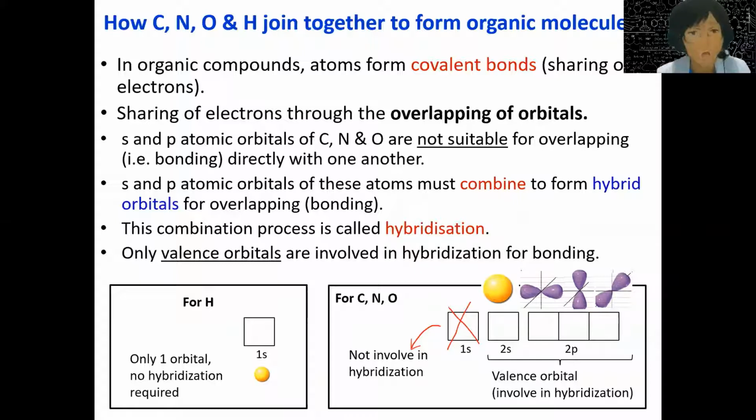Only the valence orbitals are involved in the hybridization for bonding. Okay, so for hydrogen, because there's only one orbital, there's no hybridization required. For carbon, nitrogen, and oxygen, the electrons in the 1s orbitals are not valence electrons, so they are not involved in hybridization. However, the valence orbitals, the 2s and the 2p orbitals, are involved in hybridization.